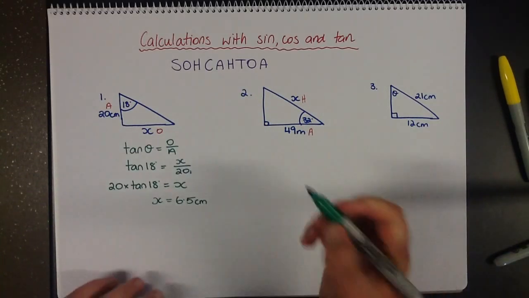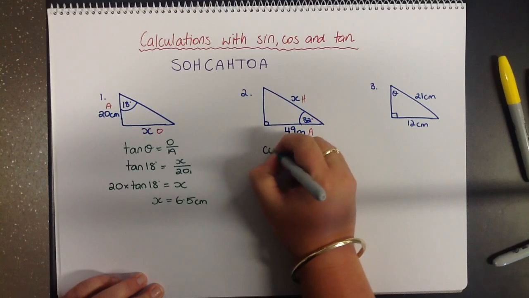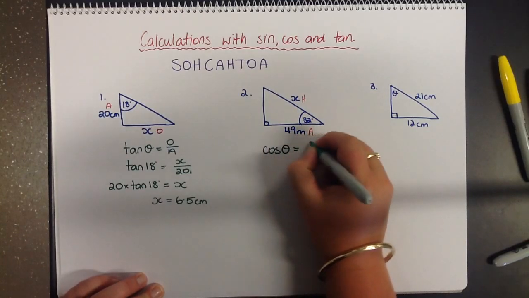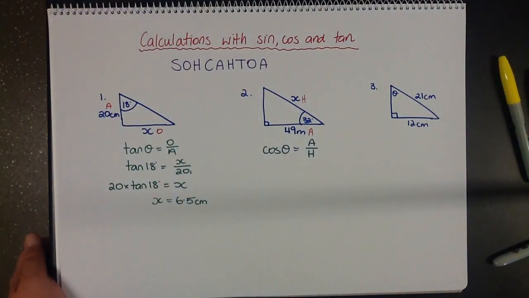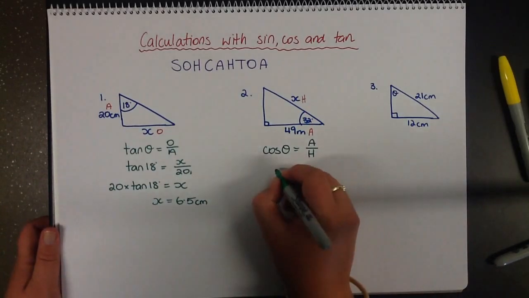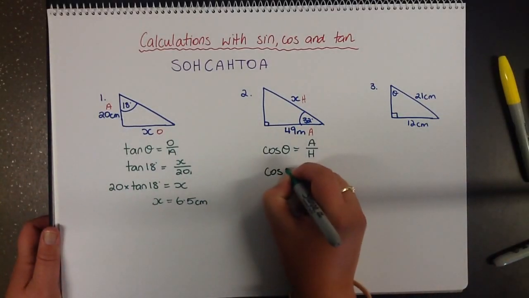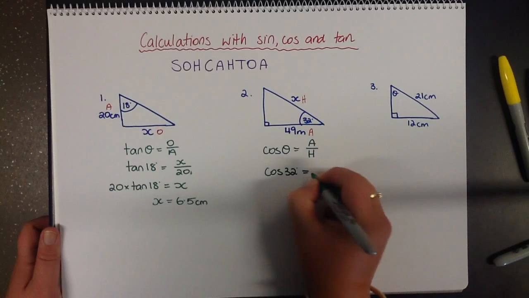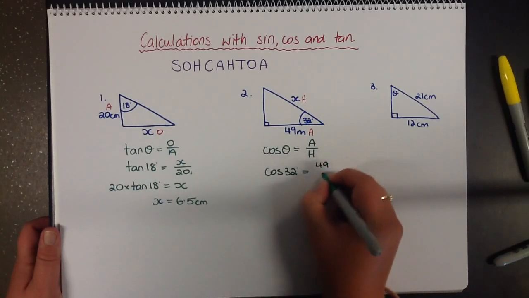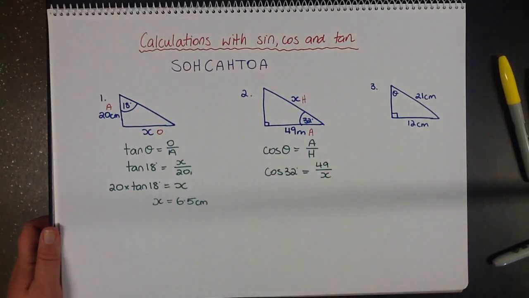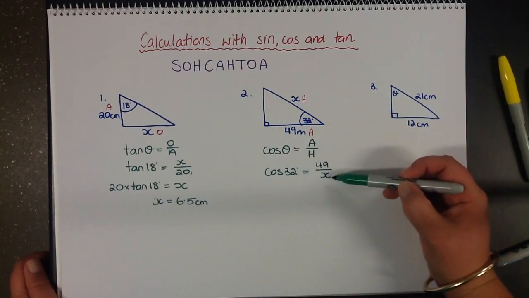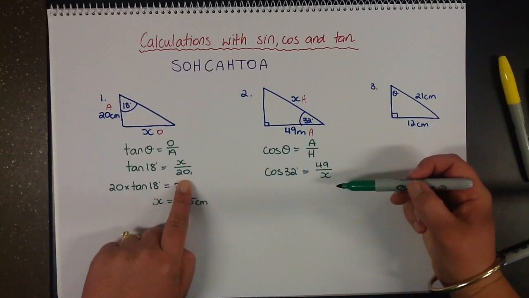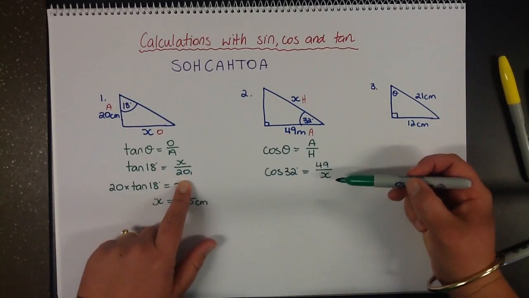So, writing the cos rule down, cos theta equals adjacent over hypotenuse. Once again, we're going to fill in what information we've been given and then work out how to solve it. So, cos 32 equals 49 over x. Notice how in this question, the unknown or the variable is on the bottom of the fraction. Over here it was on the top. So it's slightly different what we do for our next step.